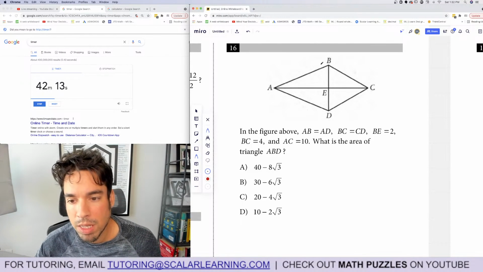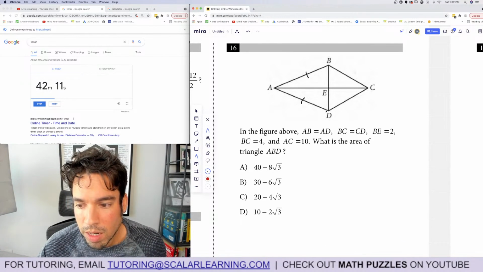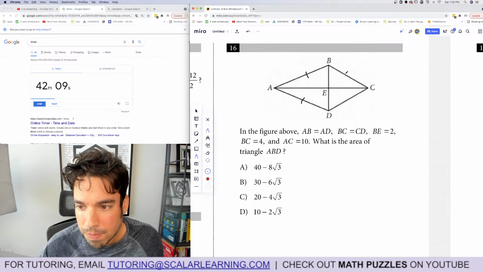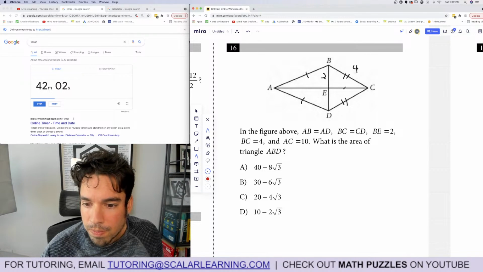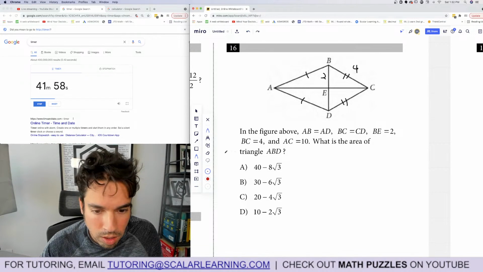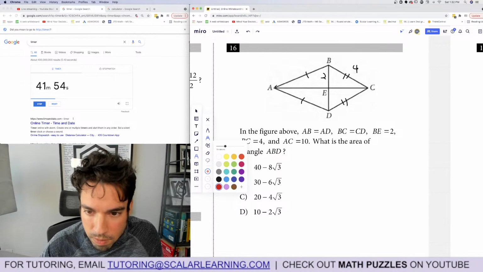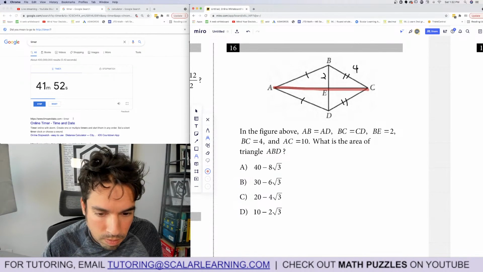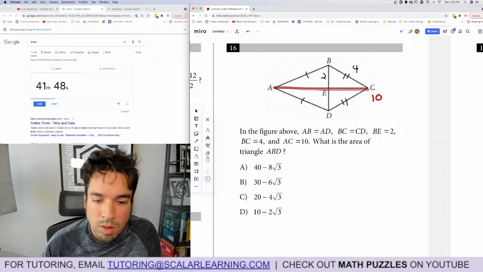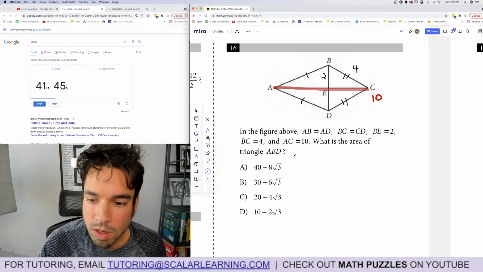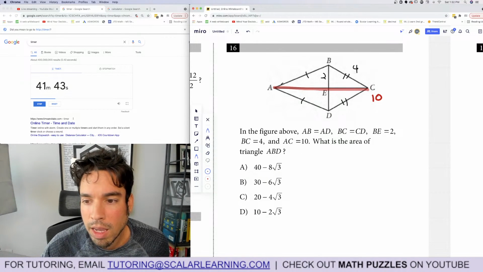In the figure above, AB equals AD. Always mark it up, right? BC equals CD. It's a kite. BE equals 2. BC equals 4. And AC all the way across equals 10. Let me mark it like this. Okay. What is the area of triangle ABD?